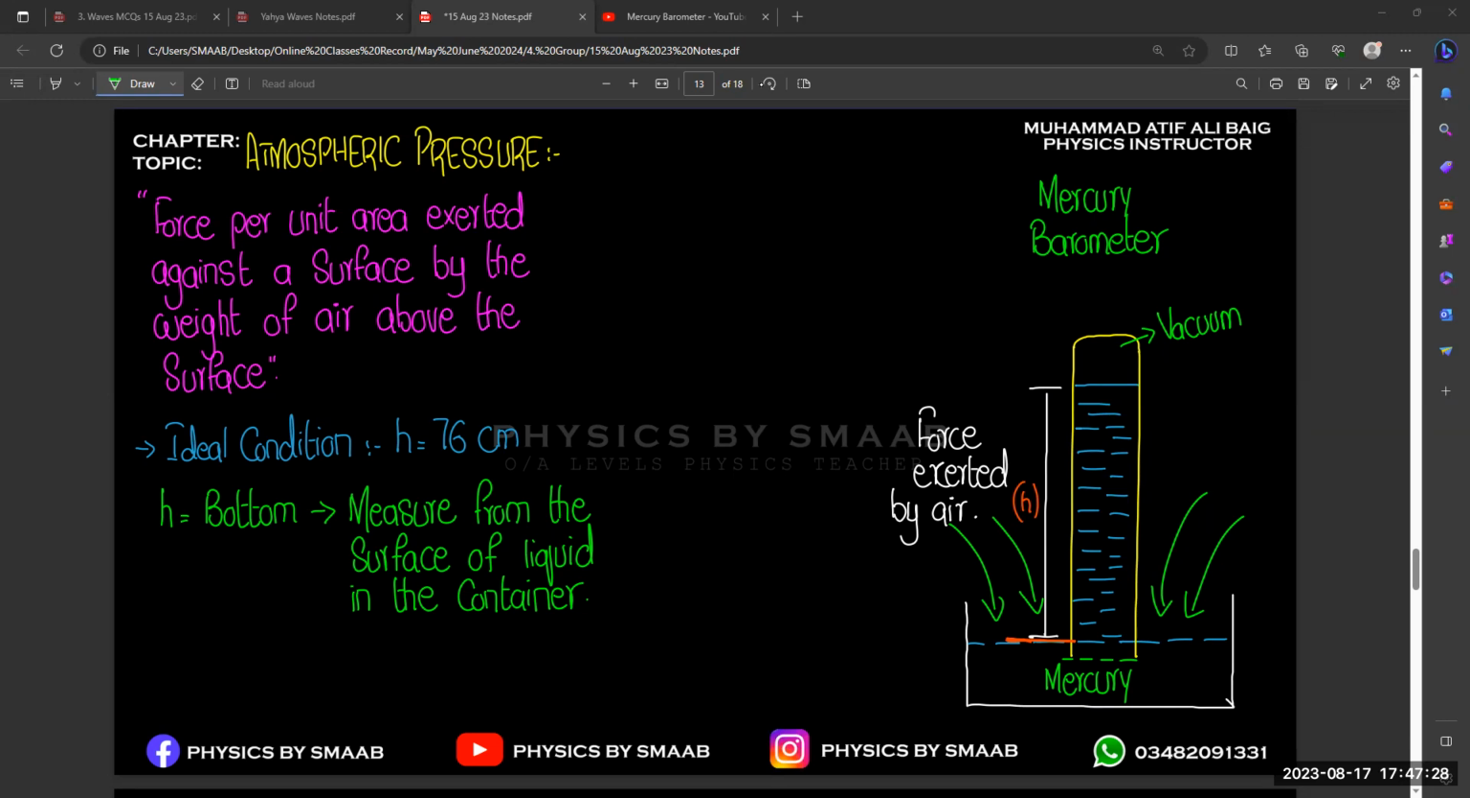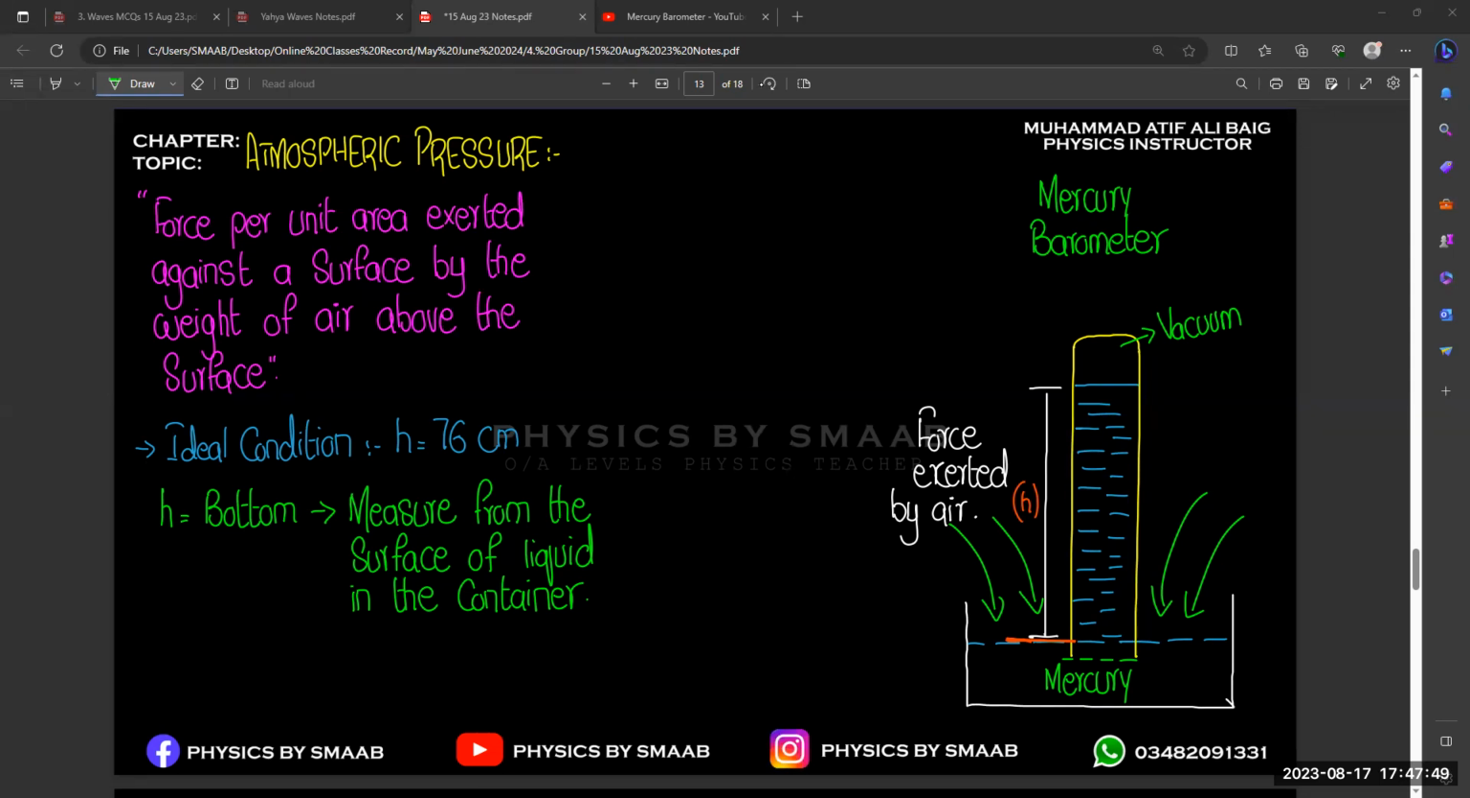So you need to remember this value, because it is from the surface of the liquid in the container to the maximum point of liquid in the tube. Because you know that if we use water, there will be an upper meniscus and a lower meniscus, right? But we are using mercury, so there will be no upper meniscus and lower meniscus.